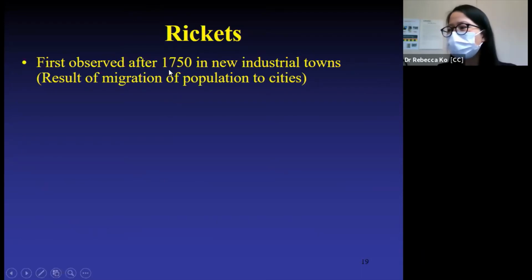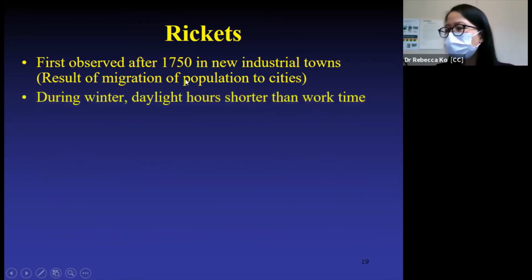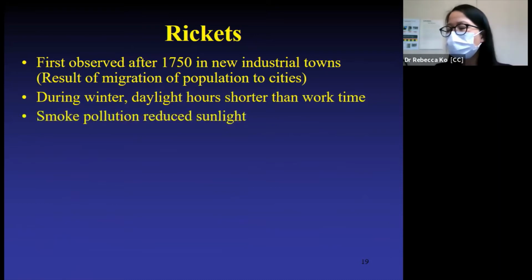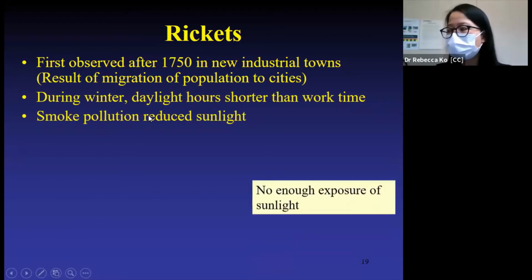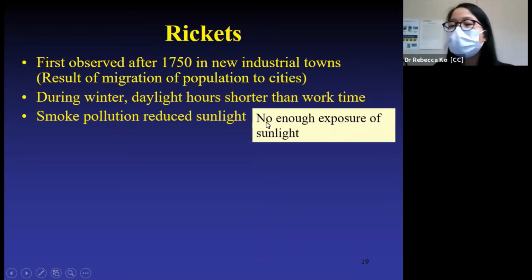In the early 1850s, there was a migration of the population to the cities. During that time, in winter, the daylight hours were very short, so there was not enough sunlight exposure. Other than that, due to the problem of smoke pollution, the sunlight was reduced. So the result was there was not enough exposure to sunlight.